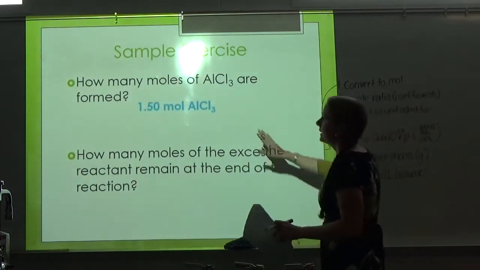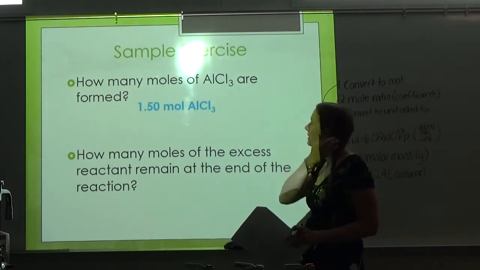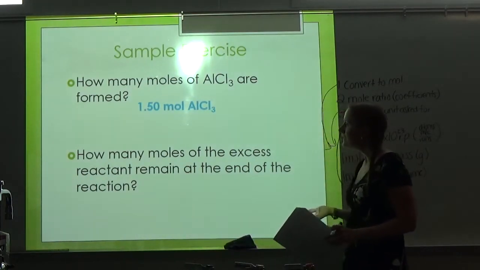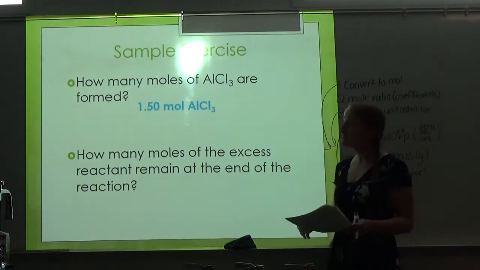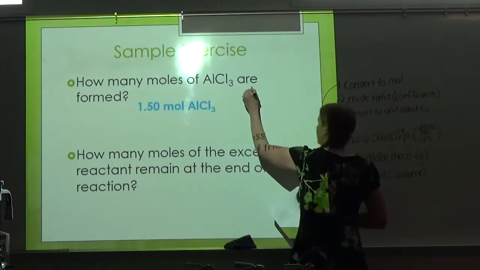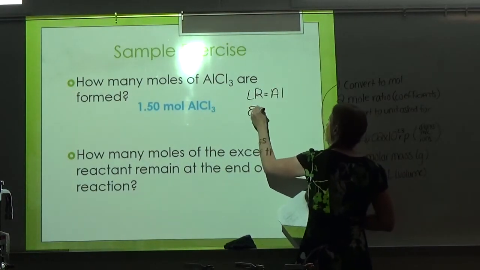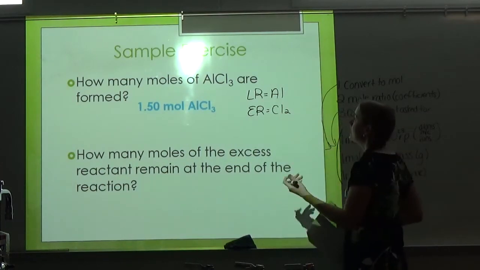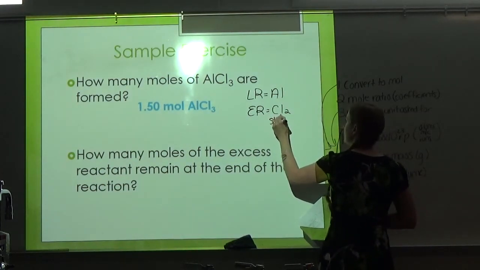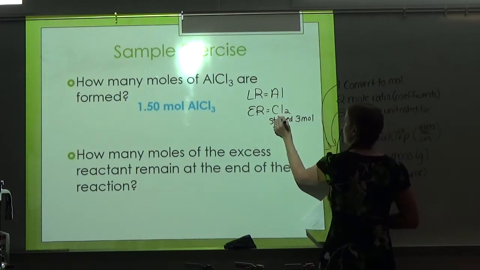Alright, so like I said, we decided that was our answer in part B. So then it says how many moles of the excess reactant remain at the end of the reaction. Okay, so we decided that aluminum is the limiting. This is from the previous slide. So that means that our excess was chlorine. If you go back, you'll notice that we started with 3 moles of Cl2.